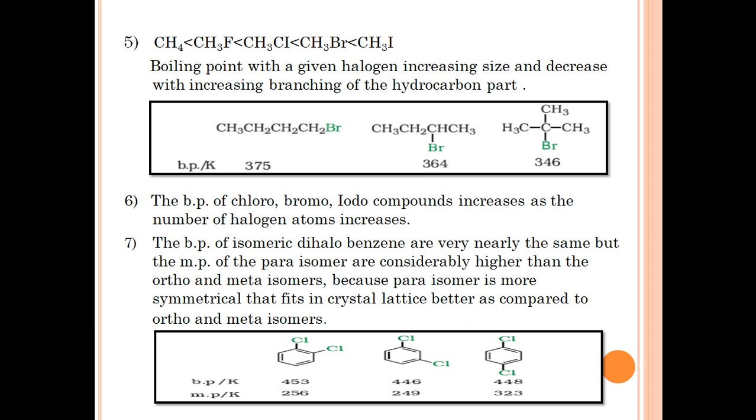Here we can see one more example. CH3CH2CH2CH2Br, that is normal bromobutane.